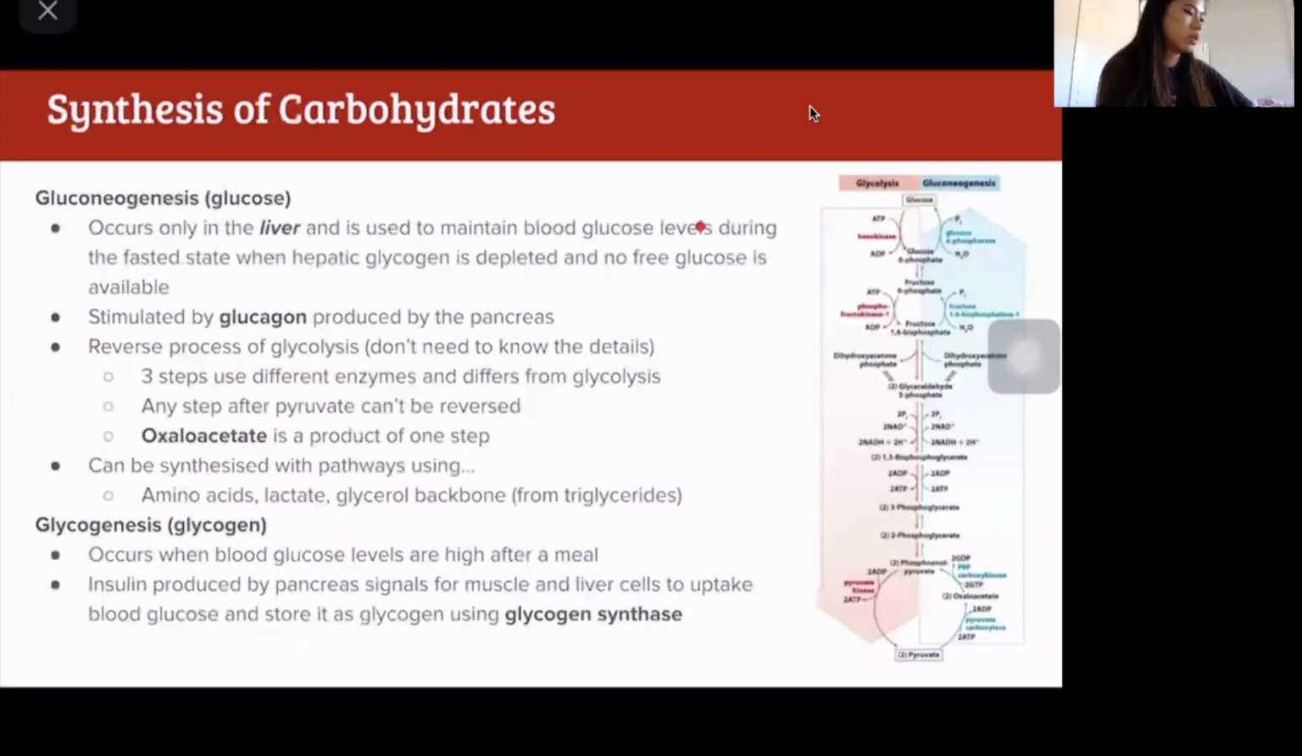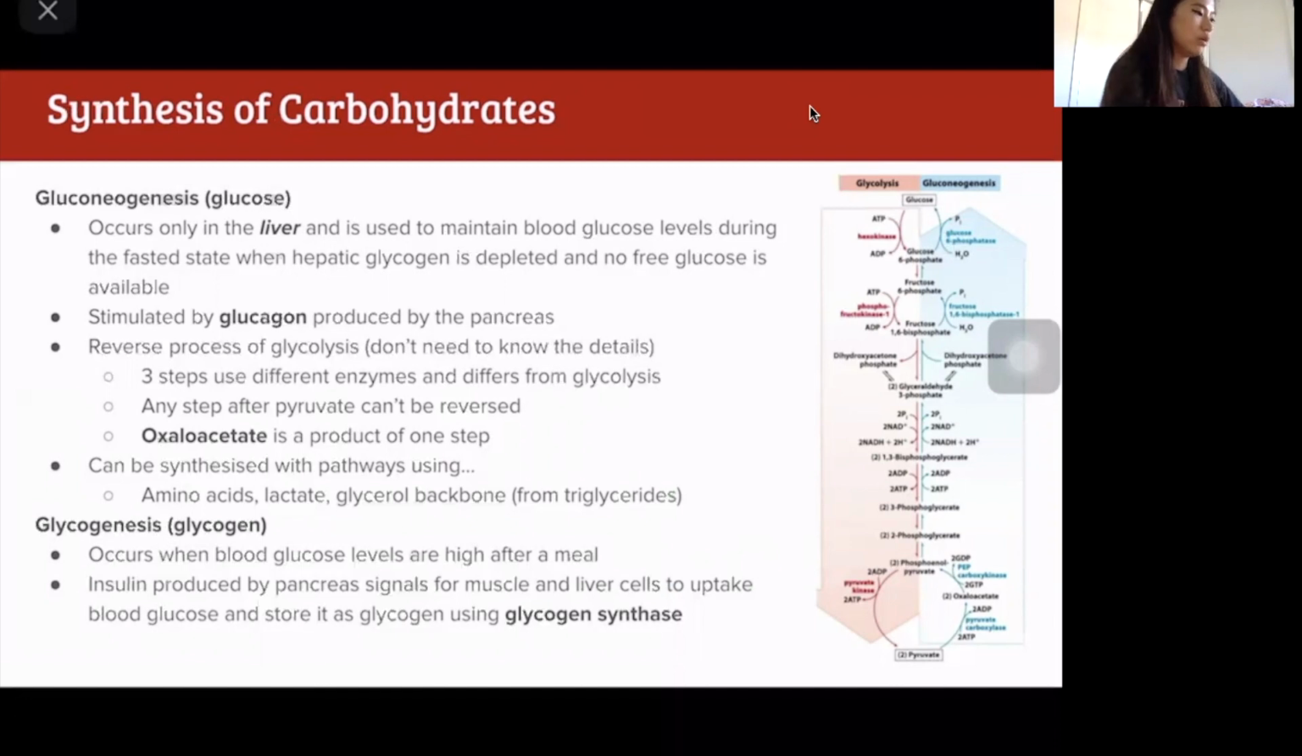Okay. Next, we're going to move on to the synthesis of carbohydrate. So it's gluconeogenesis. As you may remember, this occurs in the body after 8 hours of not eating. This process only occurs in the liver, and it is used to maintain blood glucose levels during the fasted state when hepatic glycogen is depleted and no free glucose is available anymore.